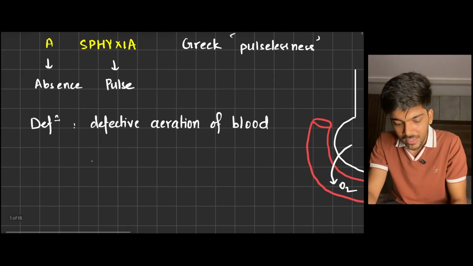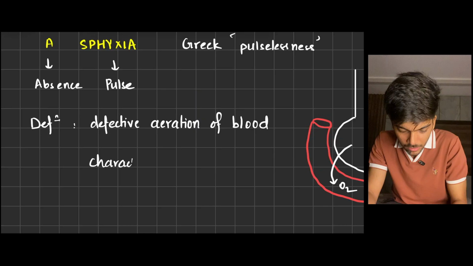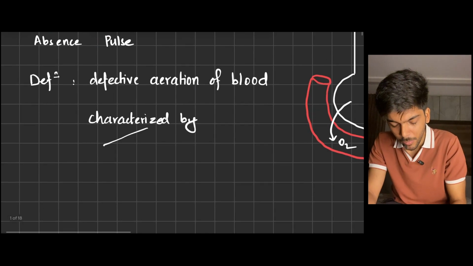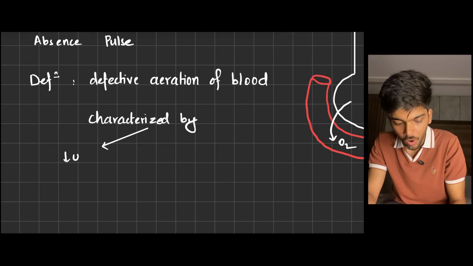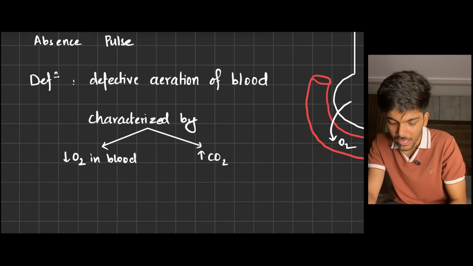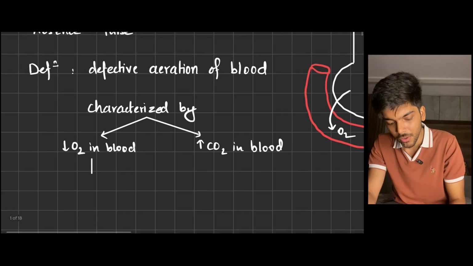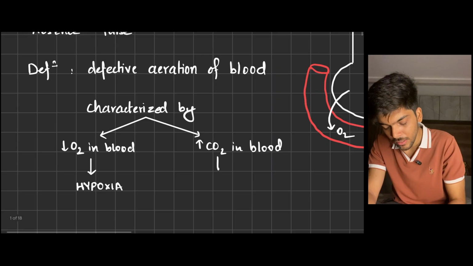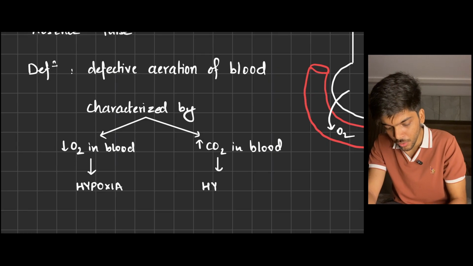So asphyxia is characterized by two things. Number one, decrease in oxygen in blood. And number two, increase in carbon dioxide in blood. So there is less oxygen but lots of carbon dioxide. This is referred to as hypoxia, and this is referred to as hypercapnia. So in asphyxia, you have a combination of hypoxia and hypercapnia.